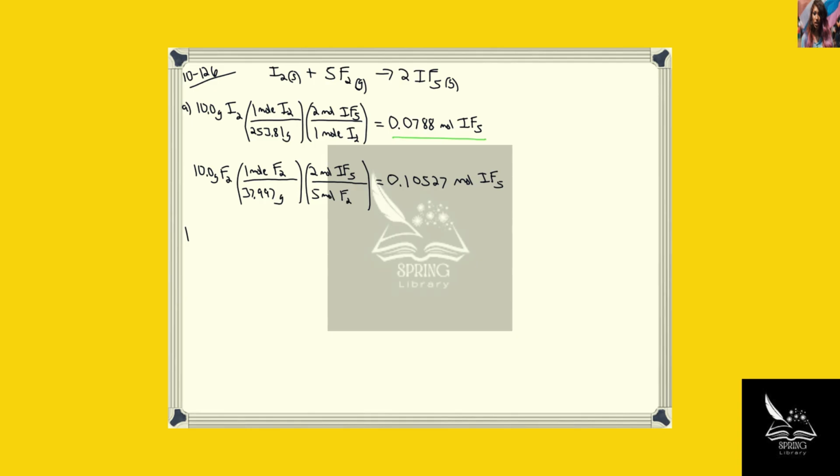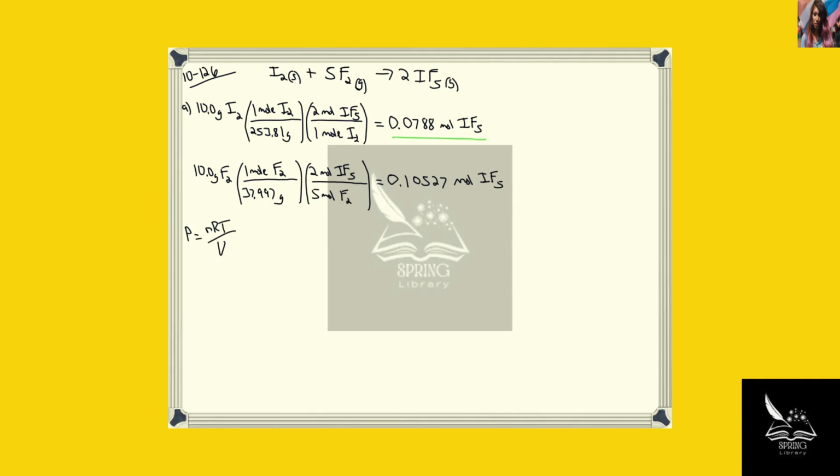Okay, this is still not the answer to the question. It wants to know the partial pressure of the product iodine pentafluoride. Well, to calculate the partial pressure, we need to know the ideal gas law, and we need to know the moles of the product that is created, along with the temperature and volume. The temperature and volume are provided. Volume is a 5-liter flask, and the temperature is 125 degrees Celsius.